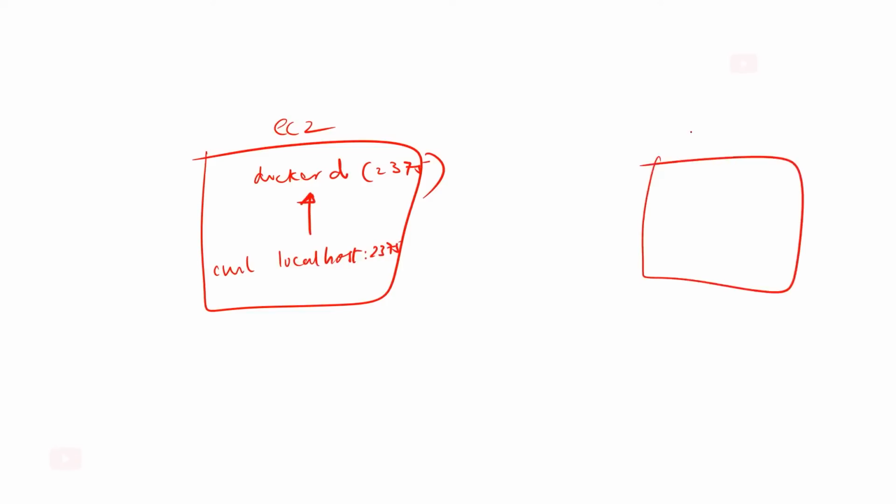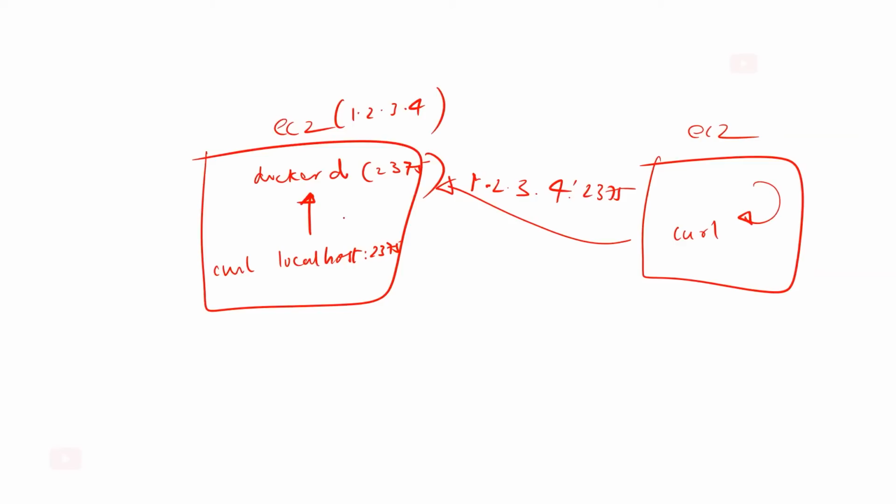But let's say I have one more EC2 instance. Using curl, I can reach this daemon, but the problem is I should not use localhost, because localhost means it will be here. Now localhost has to be replaced with the IP address of this machine, right? And over 2375, so it will talk. So this is one method, using curl for automation and all.